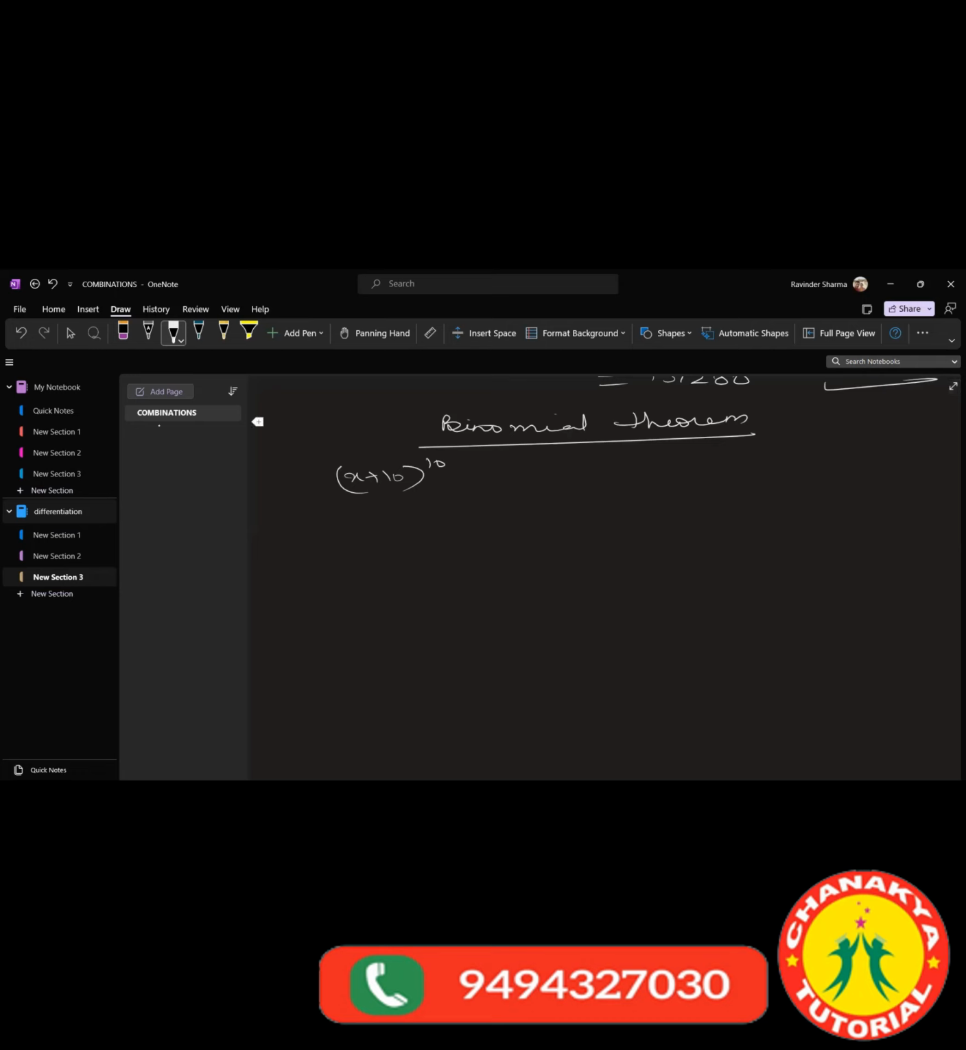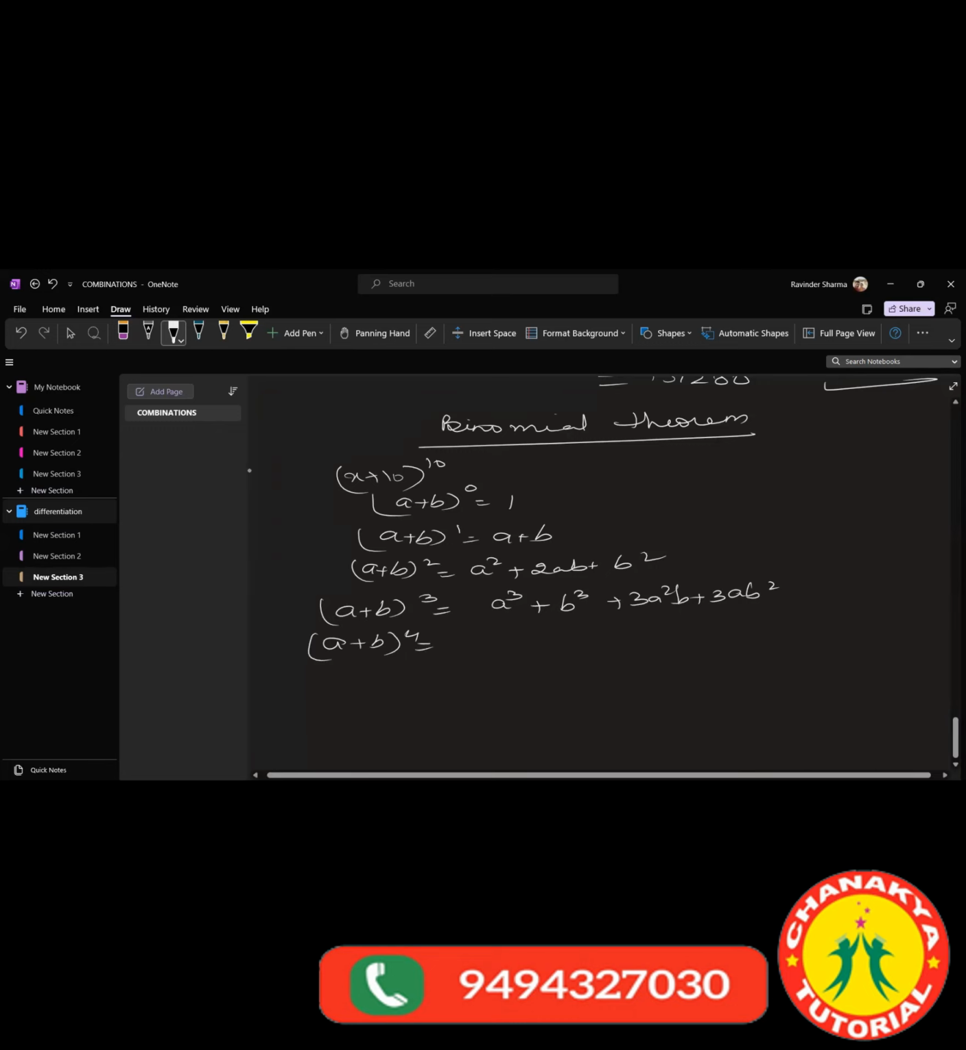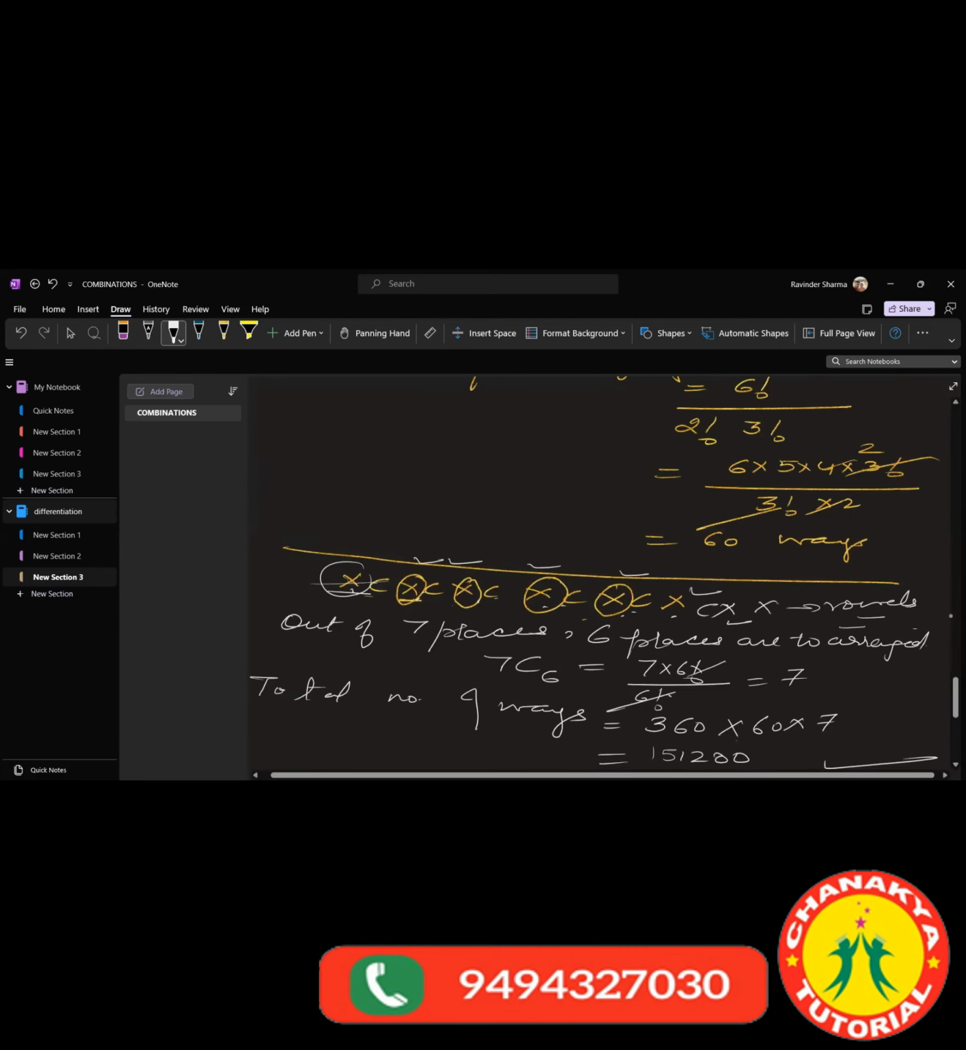Suppose we know that (a + b) raised to the power 0 is 1. (a + b) raised to the power 1 is a + b. (a + b) whole raised to the power 2 is a square plus 2ab plus b square. And (a + b) cube is a cube plus b cube plus 3a square b plus 3ab square. And (a + b) whole power 4, you can expand it like this: (a + b) whole square raised to the whole square. So it will be a to the power 4 plus 4a cube b plus 6a square b square plus 4ab cube. Yes, ma'am.